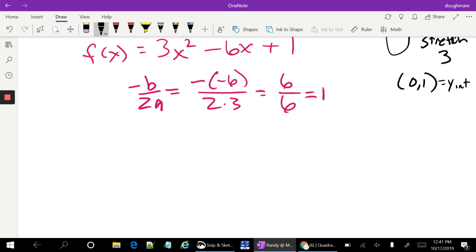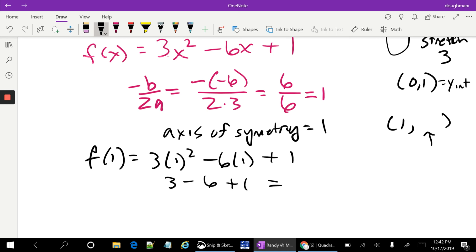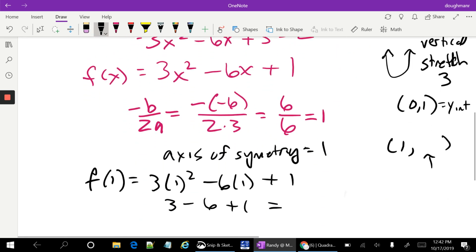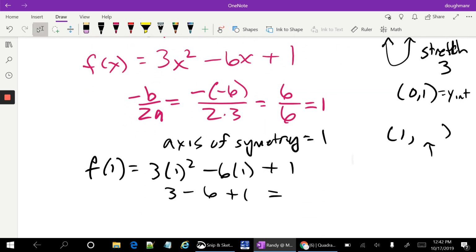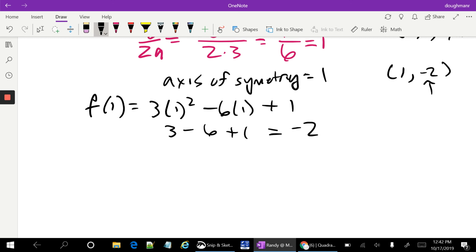So we know the axis of symmetry is 1. And we also know that it is the x-coordinate of my vertex. If I want to find the y-coordinate, I just go back and put in f of 1. So I got 3 times 1 squared minus 6 times 1 plus 1. Let's see. 3 minus 6 plus 1. 3 minus 6 is negative 3, plus 1 is negative 2, and I'm just checking there to check my work. And that is what we got before.